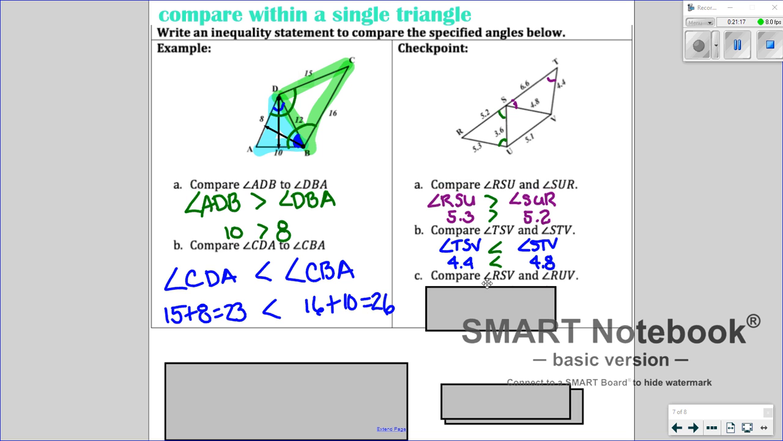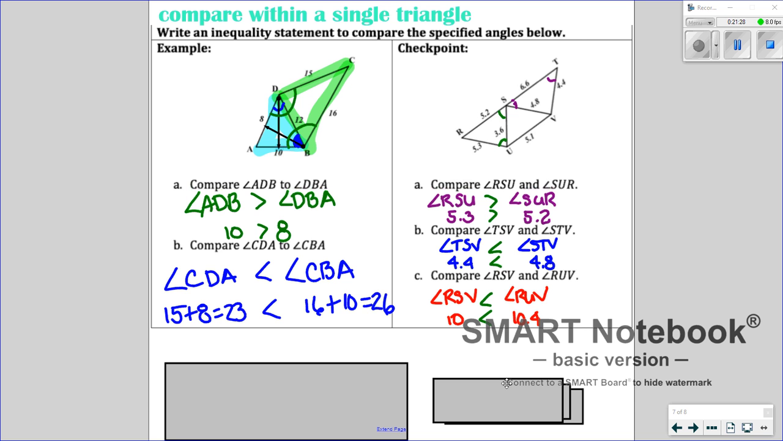And then if you were to compare RSV, which is that whole angle, and RUV, you would have to add up the sides. When you add it up, you get 10, which would be less than 10.4. So for RSV, you add up the two numbers, and then you add up the other side for RUV, and you get your value, just like we did with this one. Then you can compare the numbers and determine the inequality.